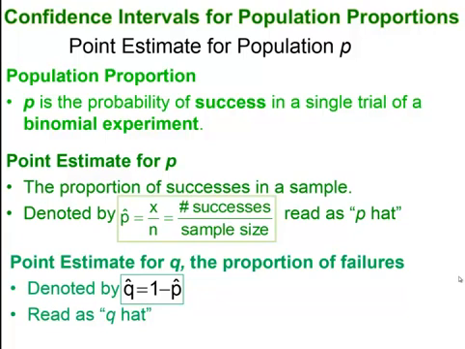And it's going to be a percentage. So when you're looking for the estimate for Q, the failure percentage, you're going to take your Q, and it's going to be Q hat. You're going to find it by subtracting P hat from 1. And that will give you the percentage of failure for your sample.